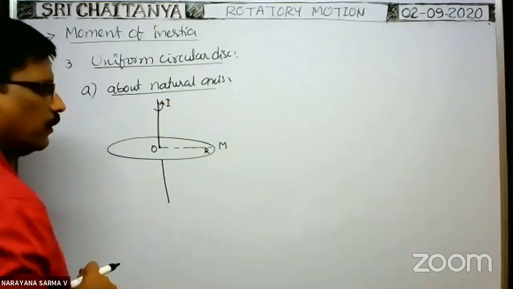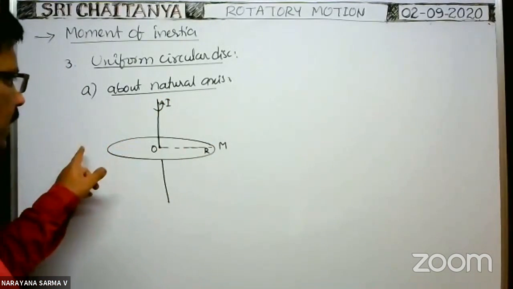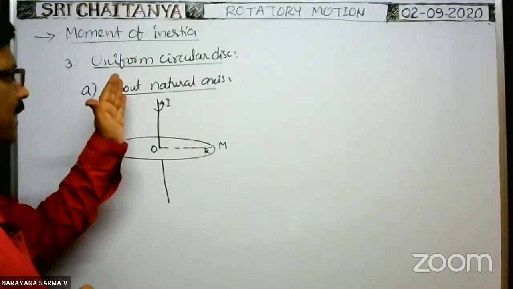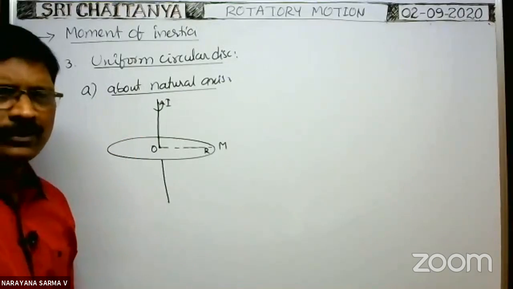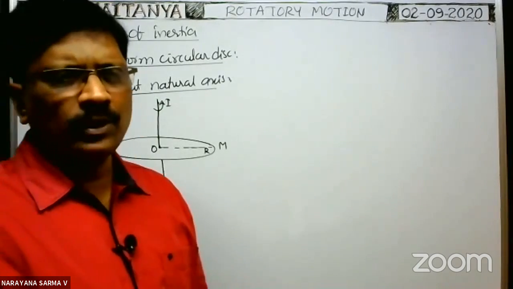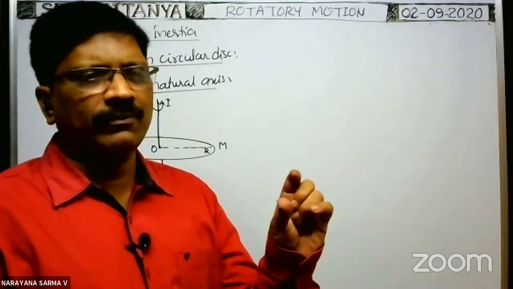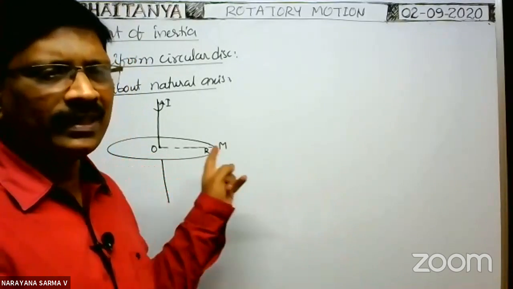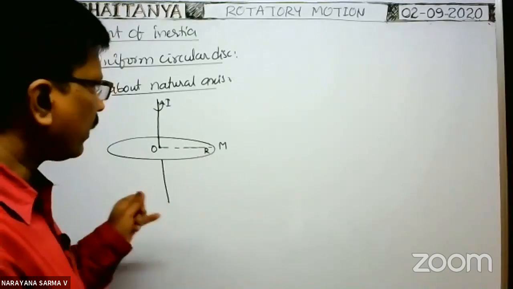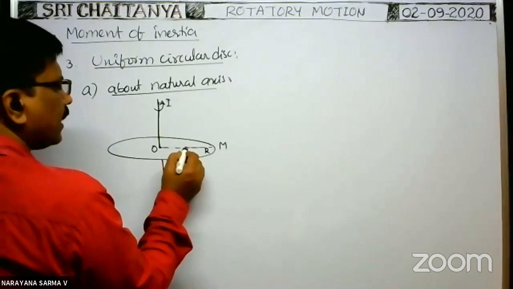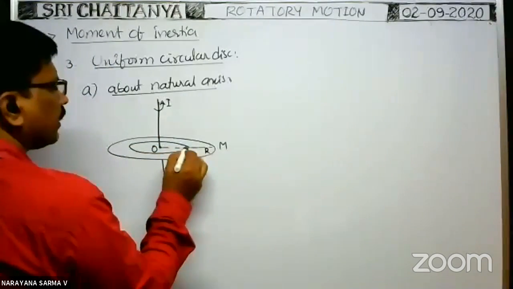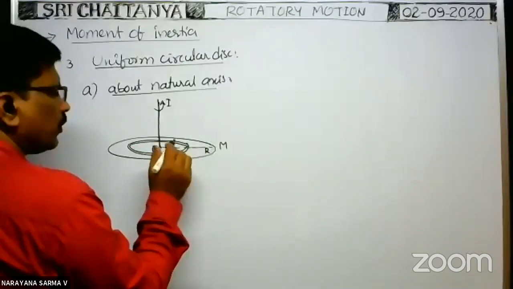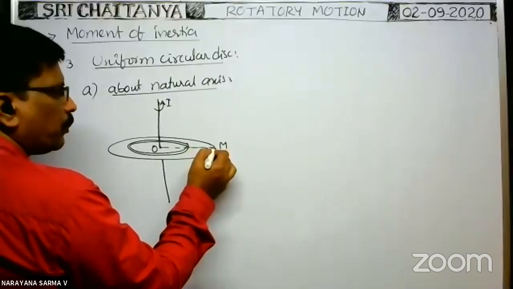Here, it is not the circular ring. In case of the circular ring, we already derived the formula. About the natural axis of the uniform ring, the moment of inertia is MR square. But here it is the disc, not the ring. This disc can be imagined as a combination of a number of circular elements, like this, one circular ring each, from the center up to the periphery of the disc.